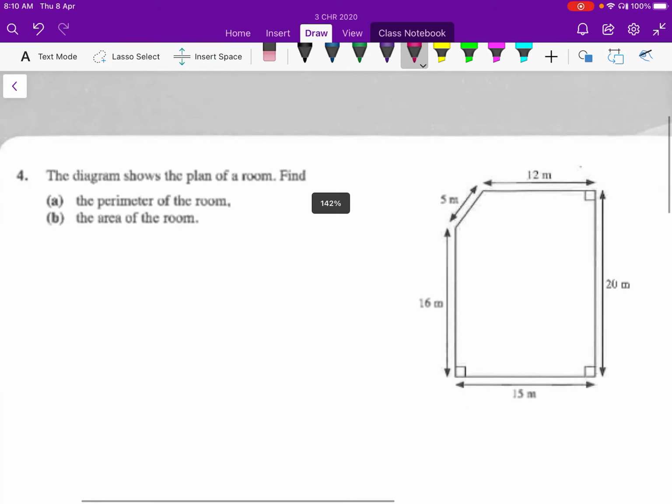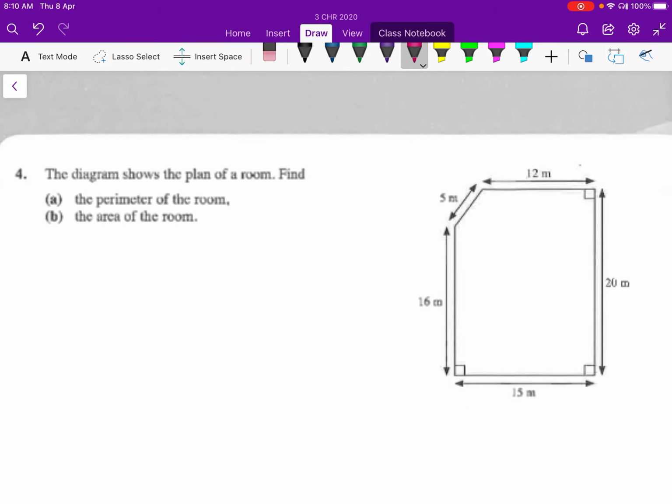This is the plan of a room. Plan is just like a map. For those of you who are interested eventually in interior design, maybe you want to take a course eventually in Polytechnic, interior design, go and design nice houses, you need to work with floor plans. How much space you have. So find the perimeter of the room based on this.